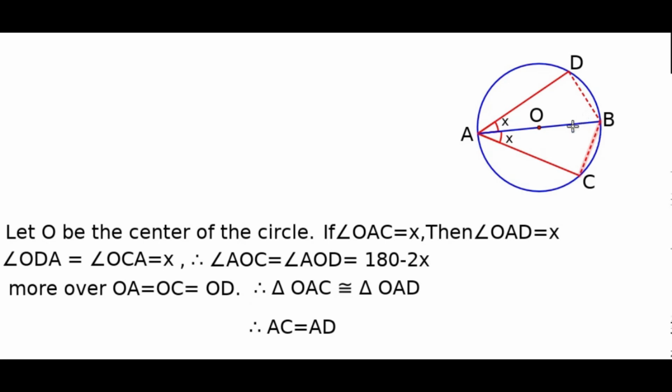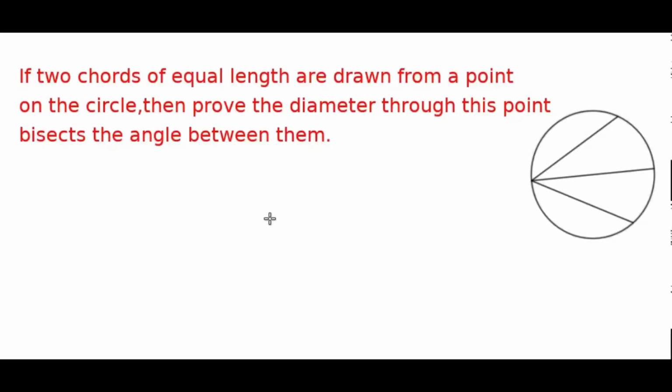Now let us have one more problem. Here, read the question. If two chords of equal length are drawn from a point on the circle, then prove the diameter through this point bisects the angle between them.